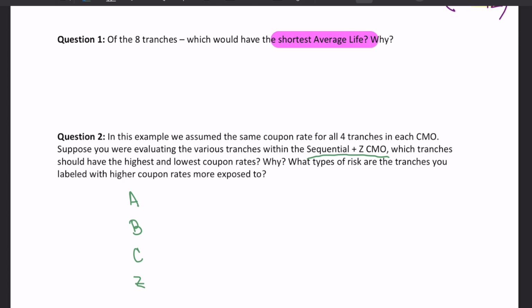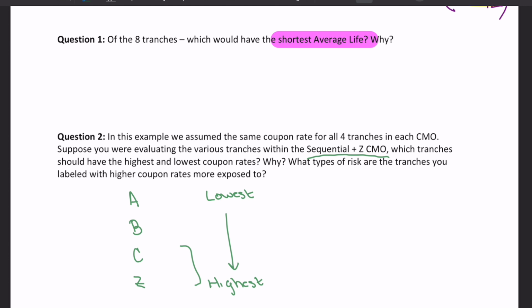The correct answer ends up being the earlier tranches should have the lowest coupon rates, and the later tranches should have the highest. Or even if you could label the C and the Z as the highest there. The reason for this, and you could explain it with likely various different types of risk, the one I would think about that we focused on in our course is price or interest rate risk. So thinking about which one has the shortest average life versus the longest average life, Z has the longest average life. It's the security that lasts for the longest period of time.